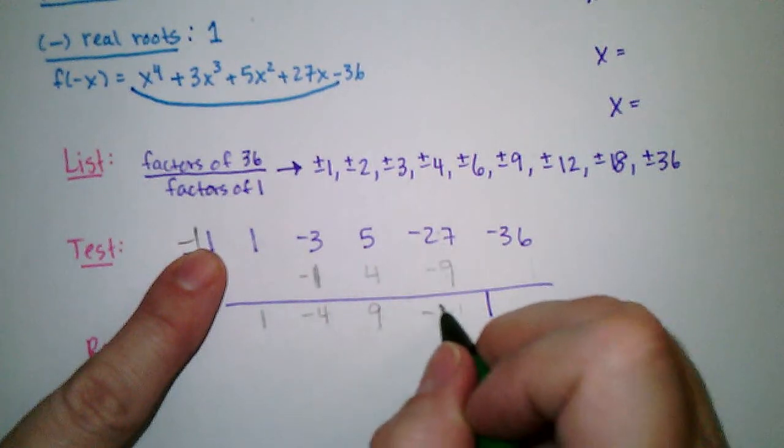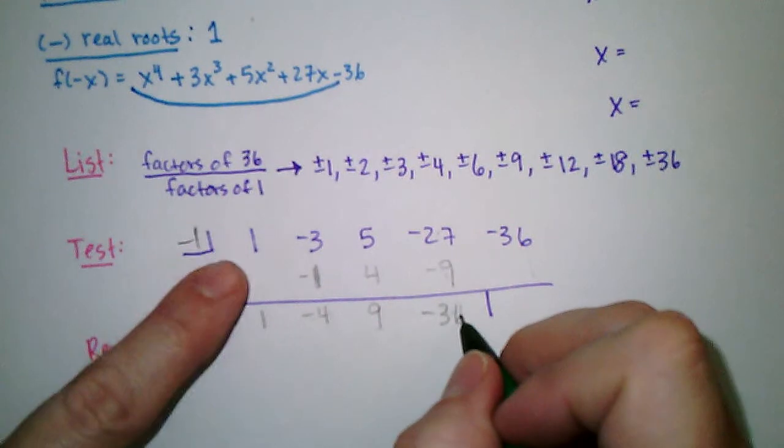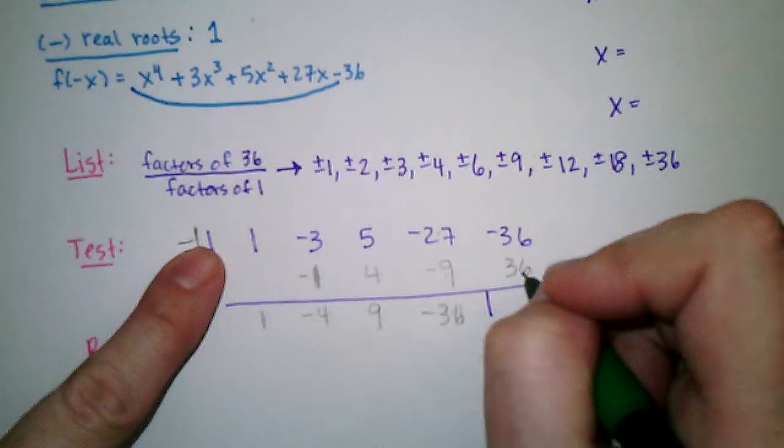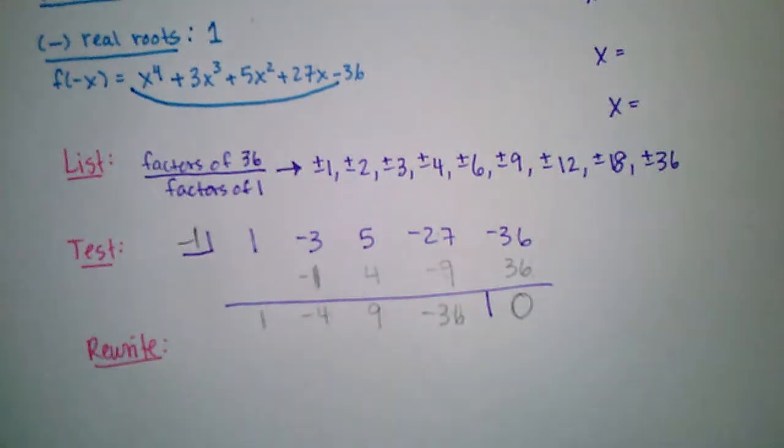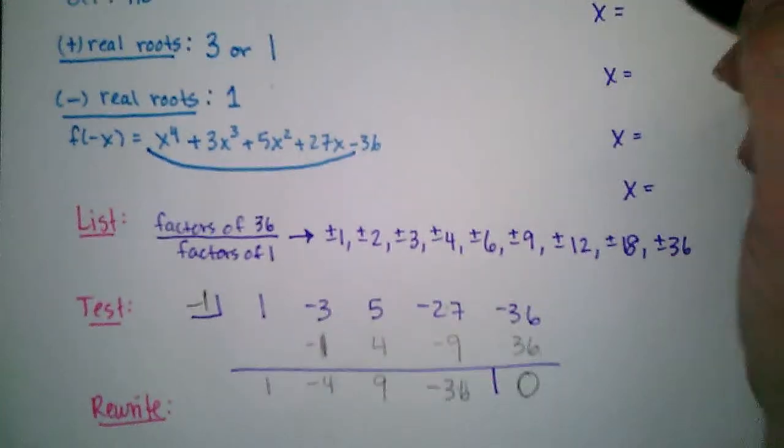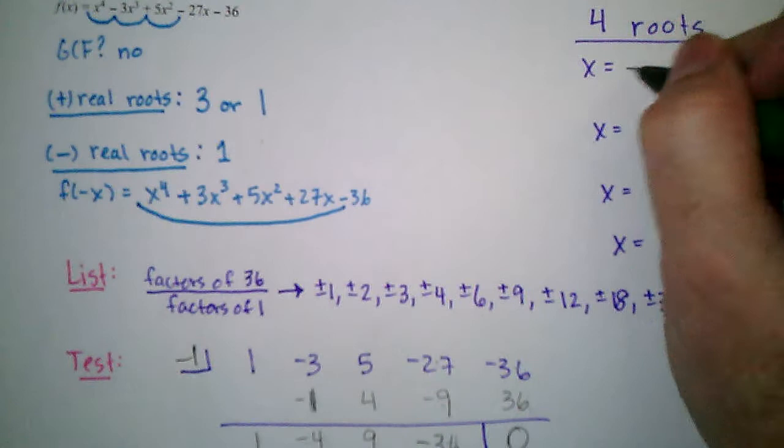Add the numbers, negative 36. Negative 36 times negative 1 is 36. Add the numbers, 0. Yes. So one of my roots is x equals negative 1.